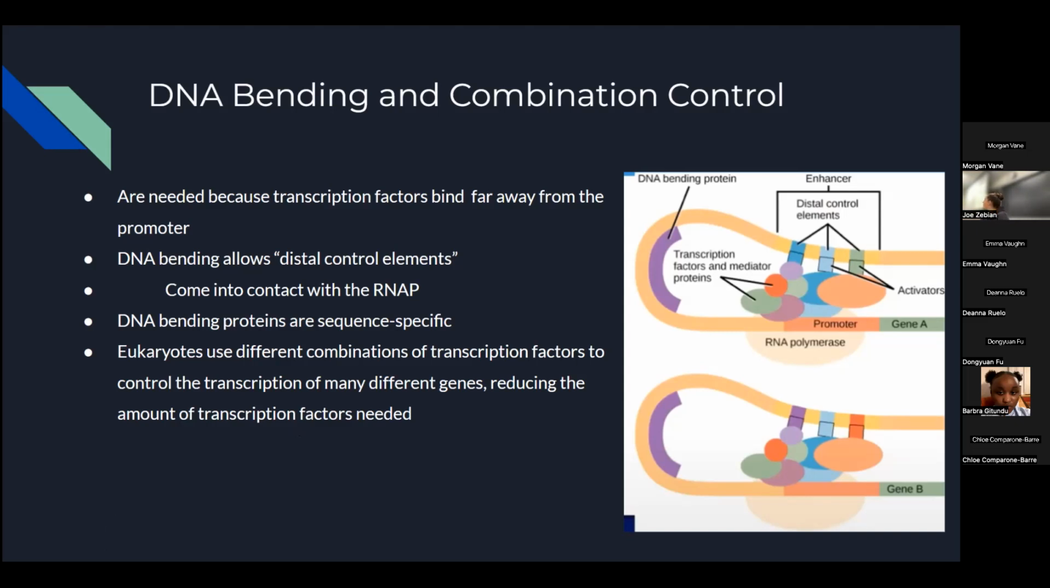Is that what we eukaryotes? What? Like the DNA bending with the distal control? Yeah, these are all eukaryotic things we're talking about right now. For the bending protein? Okay, yeah. So we just have so many different genes in our cells that if we had a transcription factor for each one, it would just be too many. So what we do is we bend at different portions in the DNA to get different distal control elements in contact with RNA polymerase.